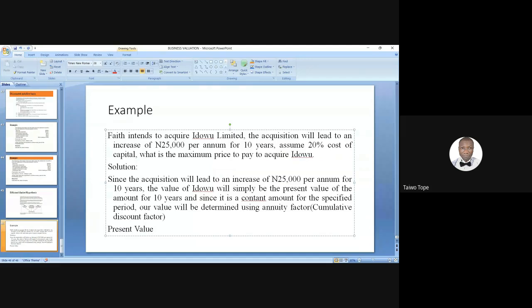The present value will be what? 25,000 naira multiplied by what? Cumulative discount factor. I'm not writing it in full now. Somebody that will watch the video later should know that CD is cumulative discount factor. At what rate? At 20%. For how many years? 10 years.